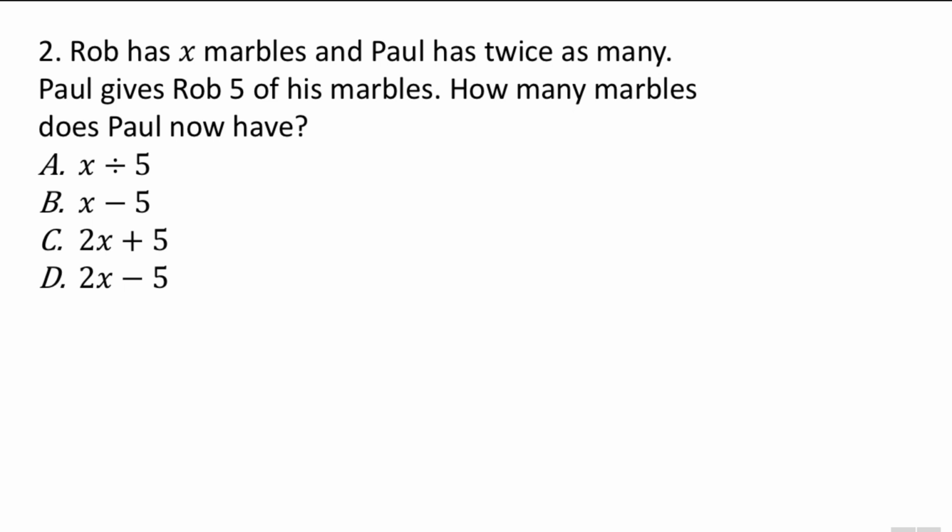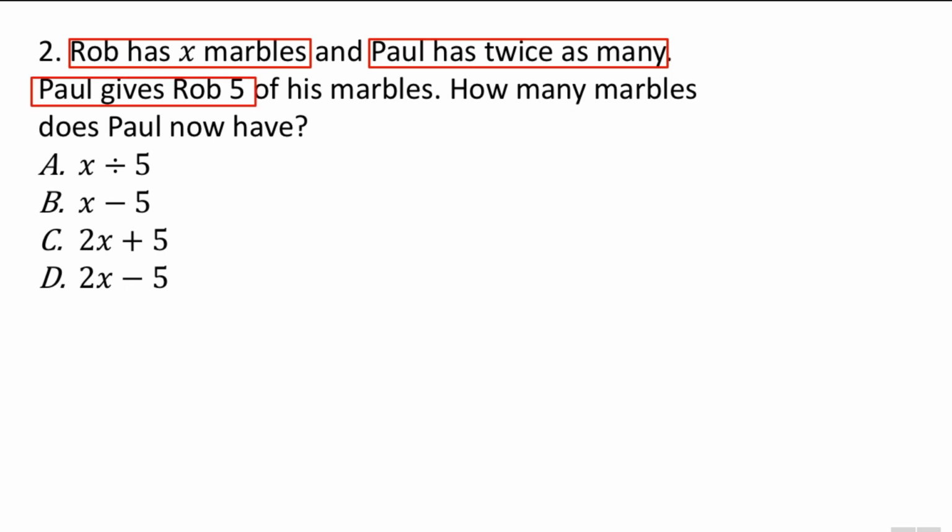So there is some key information that I can highlight in this question. The first one: Rob has x marbles. The second key information is that Paul has twice as many. The other piece of information that we can also highlight is that Paul gives Rob 5. And I think this will definitely help us to answer the question: how many marbles does Paul now have?